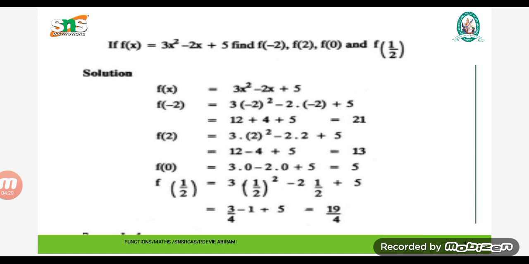If x is equal to 2, if I replace the 2 in my function, I will get the answer as 13. Similarly for 0, if I substitute 0 in my function, I will get the answer as 5. So we can find any values by substituting the x value in the given function, so that we will get our domain value and the codomain value for the corresponding function.